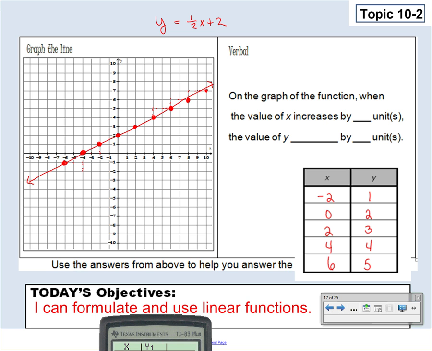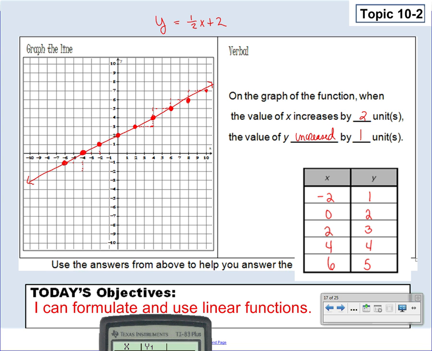The verbal description on the graph of the function: when the value of x increases by blank units, the value of y does what by blank units. So I will look at my graph and see, between two points that I have on the graph, x increased by 2 units in order to get to that point. My y value also increased by 1 unit.